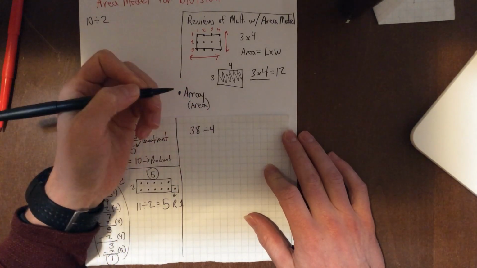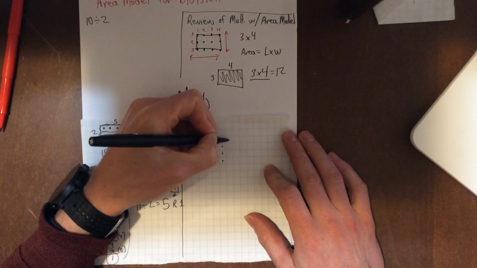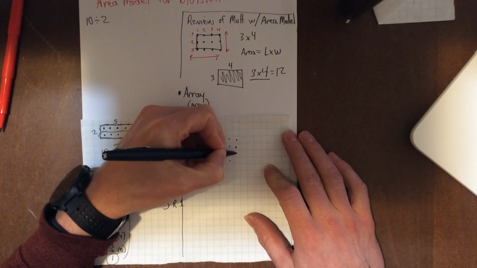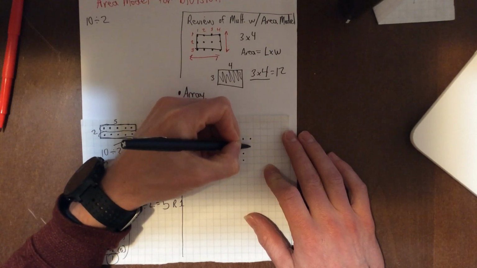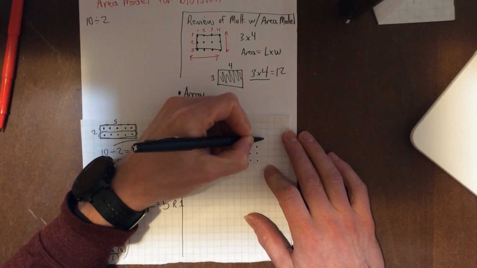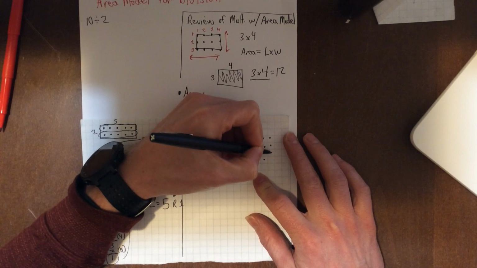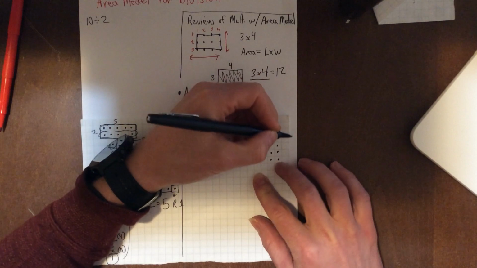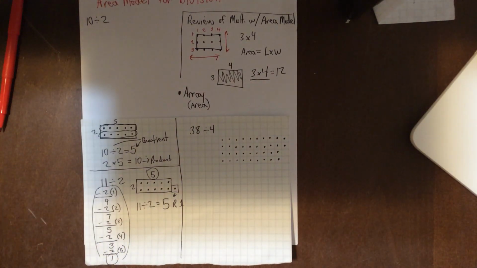So 1 2 3 4, there's a group of 4. 5 6 7 8 9 10 11 12 13 14 15 16 17 18 19 20 21 22 23 24 25 26 27 28 29 30 31 32 33 34 35 36 37, 38. Ugh, no fun.